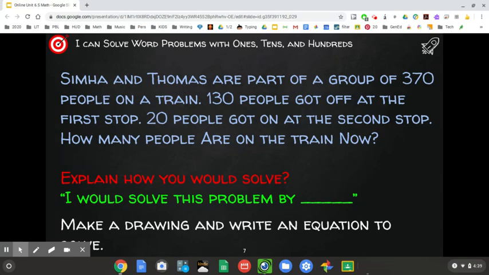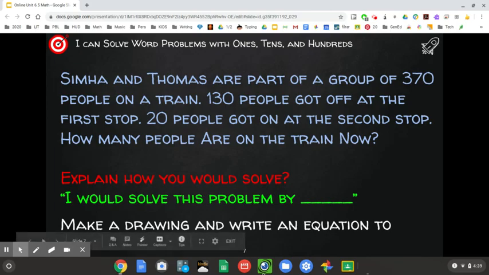So you have 370 people. This is going to be one of those where a drawing could be helpful, or you can try that vertical form. So if you have 370, 10, 20, 30, 40, 50, 60, 70 on the train, we're going to subtract 130 of those people, and we'll talk about how we can do that. Okay, and then we're going to add 20. Okay, all right, team, here we go.